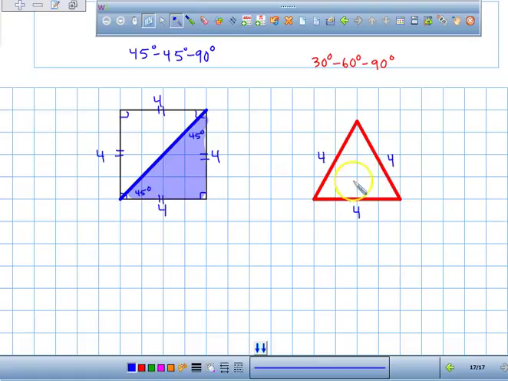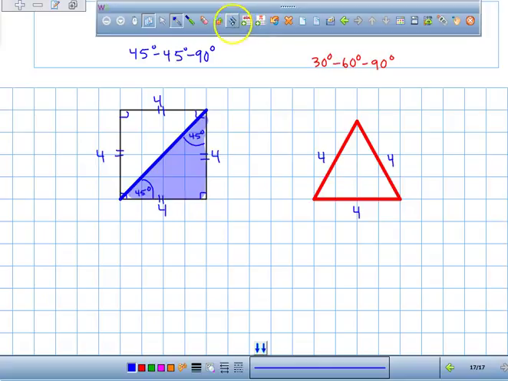Now, something you should notice: if I take a square and I cut it in half with the diagonal, what have I done to that 90 degree angle? I've cut that 90 degree angle perfectly in half. Why am I allowed to do that? Because a square is a rhombus. And in a rhombus, the diagonals always bisect that corner angle.